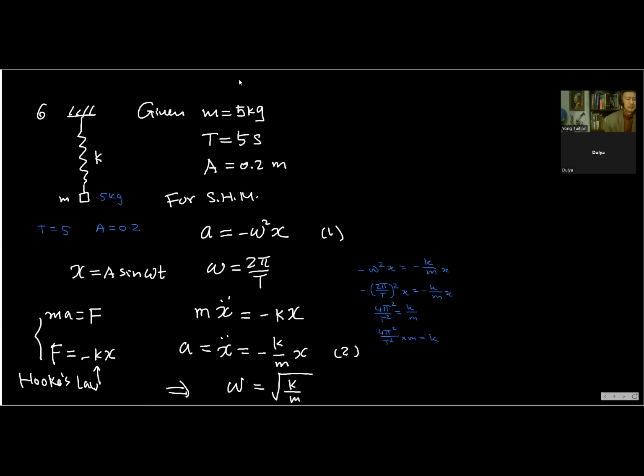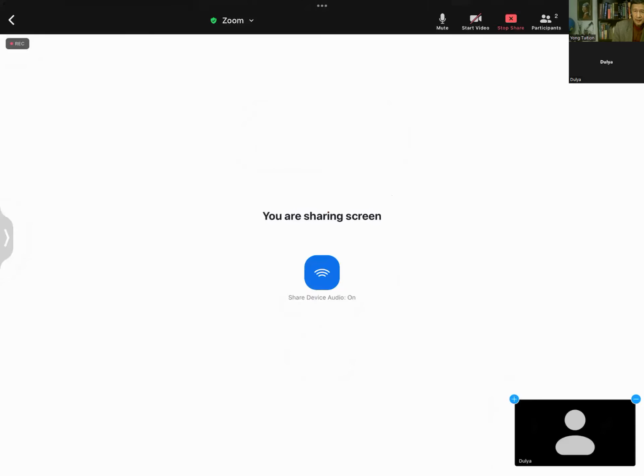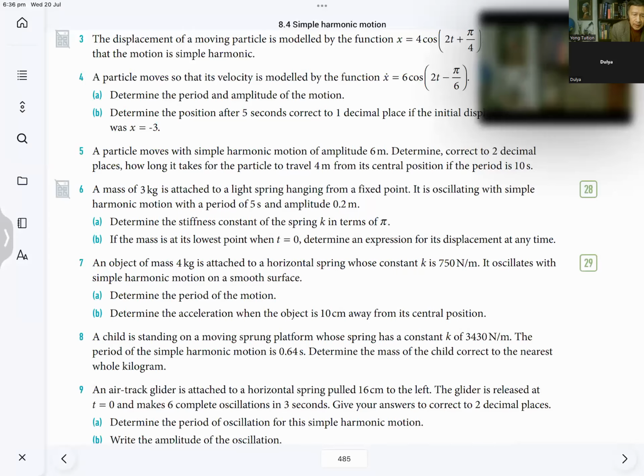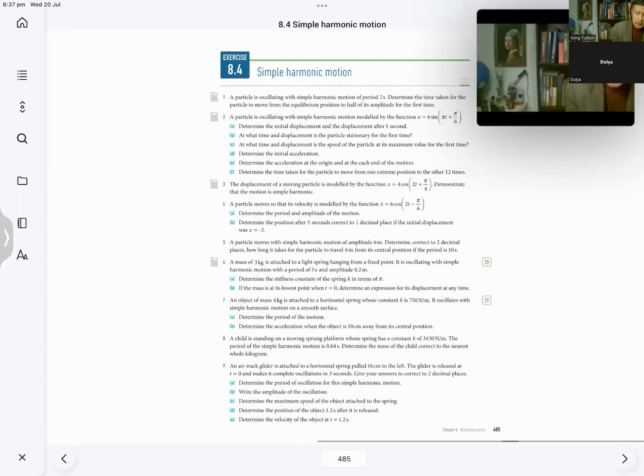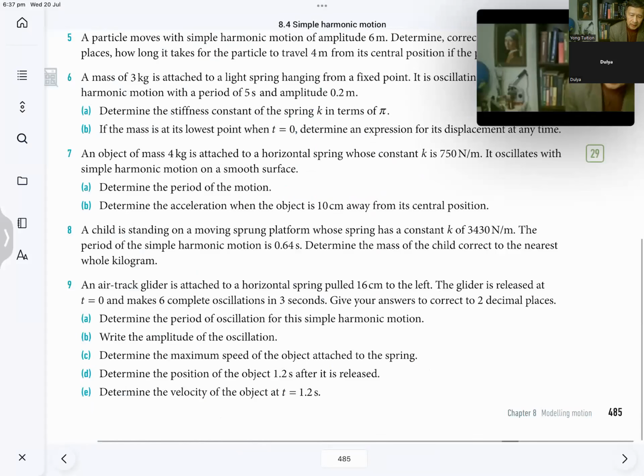No, not really. Okay. Can you share your textbook? This is question 6, right? If you understand simple harmonic motion, we can discuss other issues. Question 7 is a horizontal spring. So sometimes it's horizontal, sometimes vertical, right? And 8, children standing unmoving.